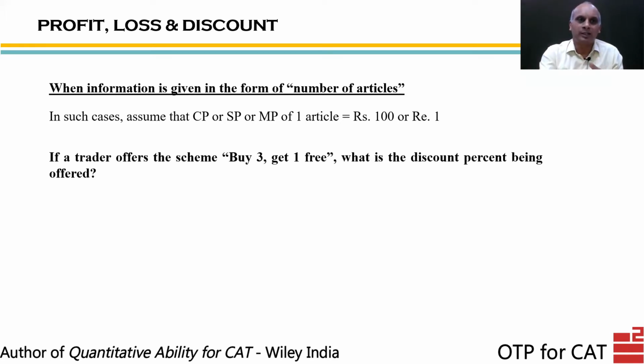Take an example to understand this. If a trader offers a scheme that you buy 3 articles, I'll get you 1 article free. So buy 3, get 1 free. What is the discount percent being offered?